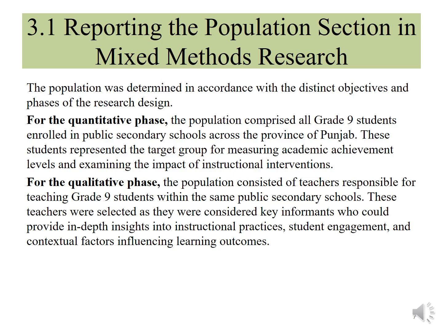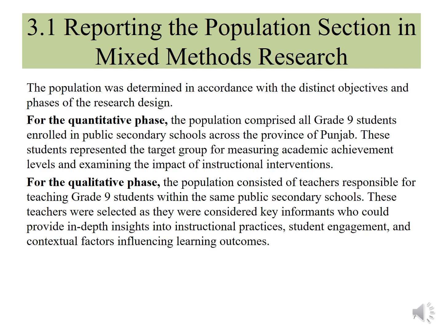The population was determined in accordance with the distinct objectives and phases of research design. So, usually in mixed method research, we use two types of population which are interconnected, which are connected to each other, and sometimes the other population is a subset of the first population, and sometimes both are distinct, but they are always linked to each other.